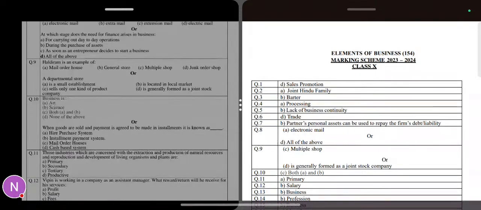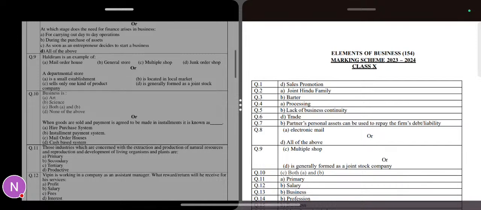Next question they asked: a department store A, is a small establishment, B, is located in the local market, C, sells only one kind of product, or D, is generally formed as a joint stock company. So it is option D, is generally formed as a joint stock company.